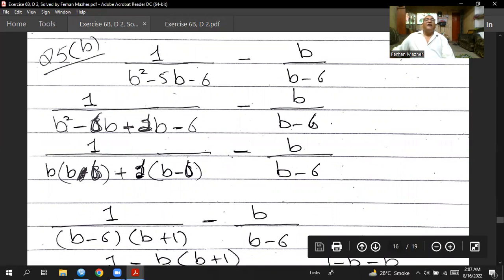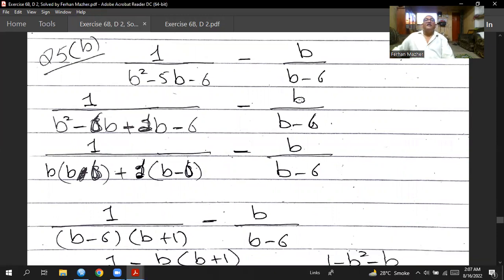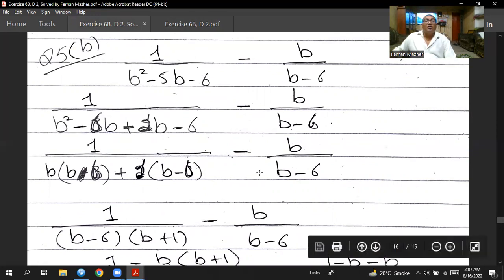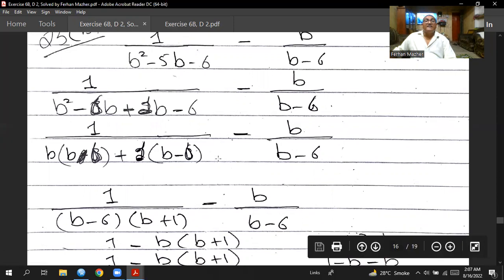So here we will have 1 divided by (b square minus 6b plus 1b minus 6), minus, this will remain as it is, b divided by b minus 6. And here from the first two terms b is common. So in the bracket I will have b minus 6, plus, from here I have 1 common. So in the bracket we will have b minus 6. So here you have b minus 6.